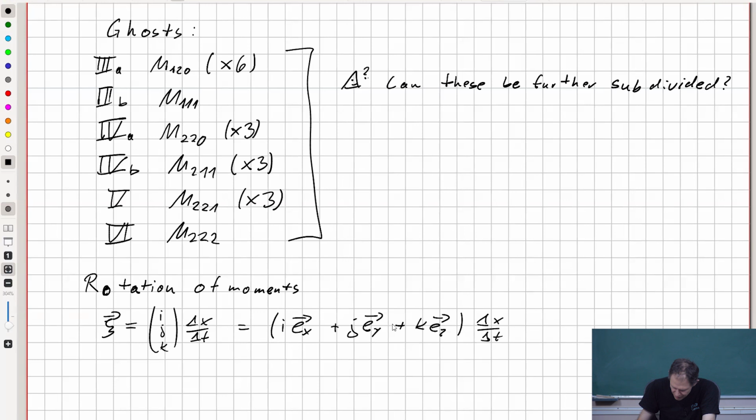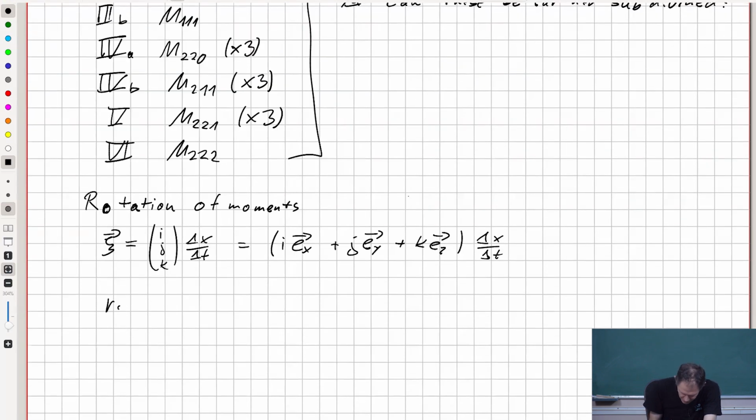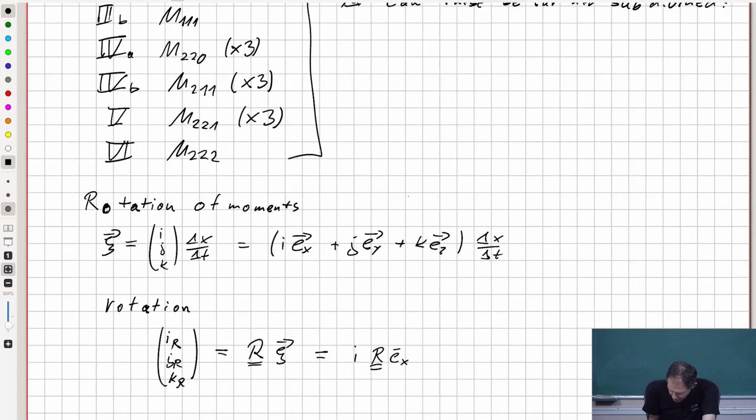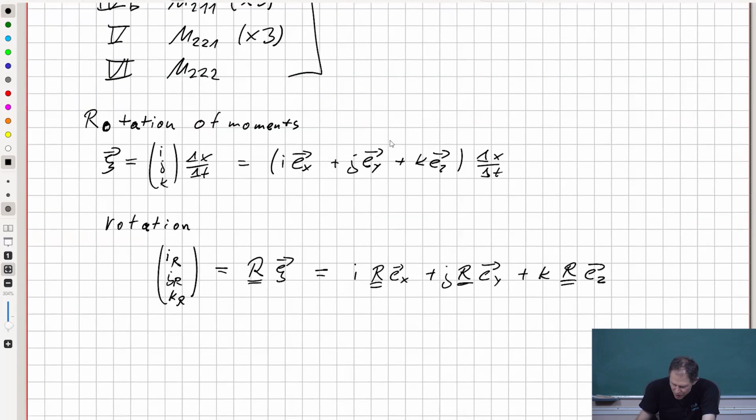Now, this population can be rotated by multiplying with a rotation matrix, meaning that we get a new i, a new j, and a new k after rotation when we take R. So when we multiply xi by R, basically this is i, the rotation on x, plus j, the rotation on y, plus k, the rotation on z.